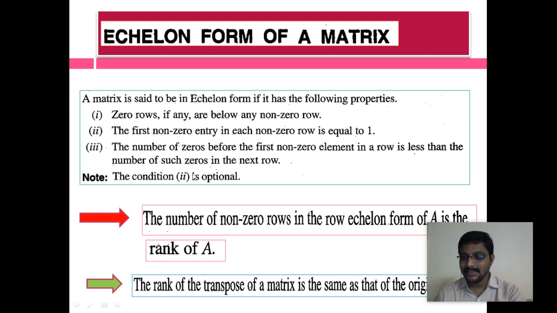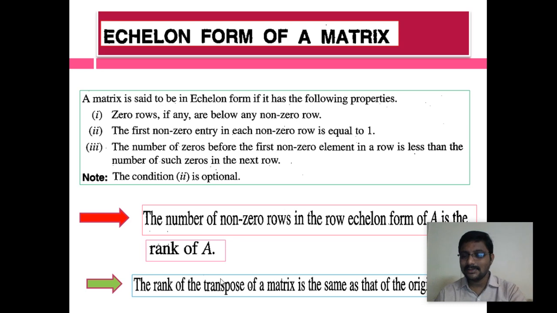The second condition is optional, and we have a definition for rank here: the number of non-zero rows in the row echelon form of A is the rank of A. So we just have to reduce the matrix into row echelon form, and the number of non-zero rows will decide the rank of the matrix A.